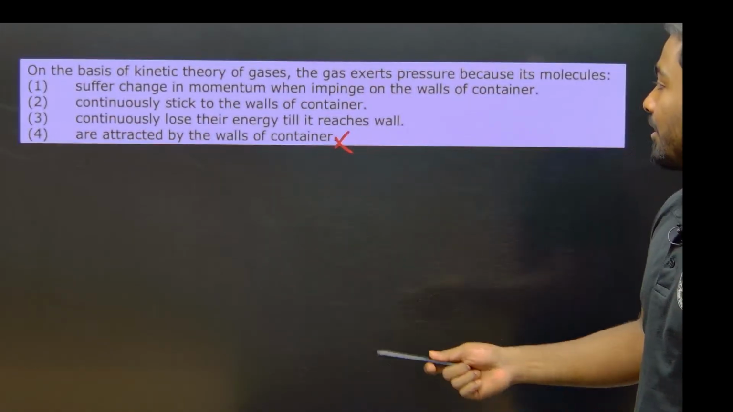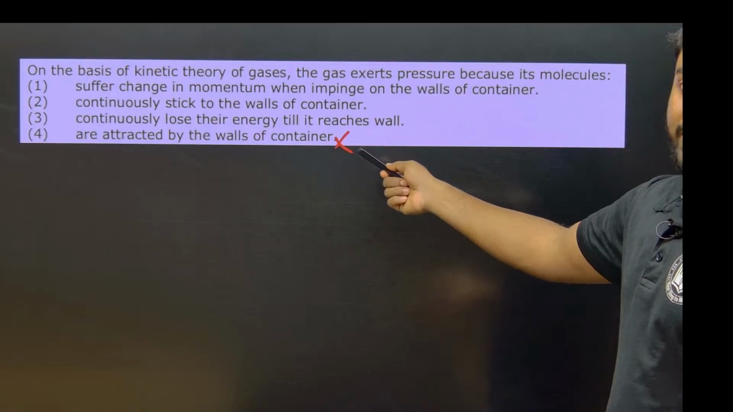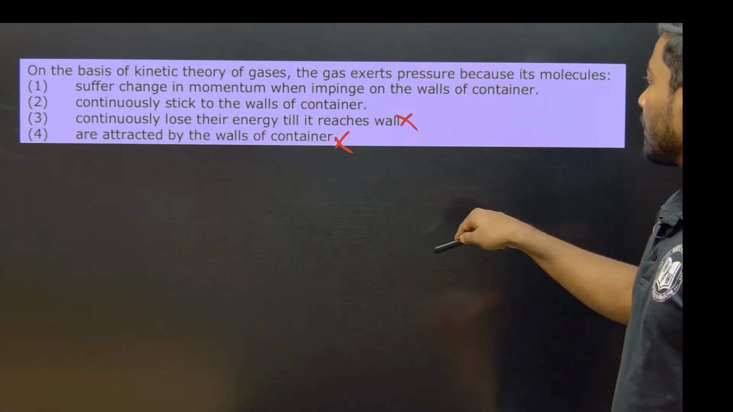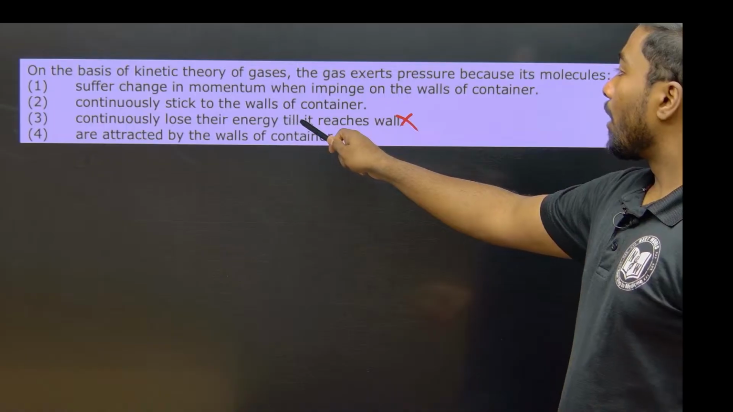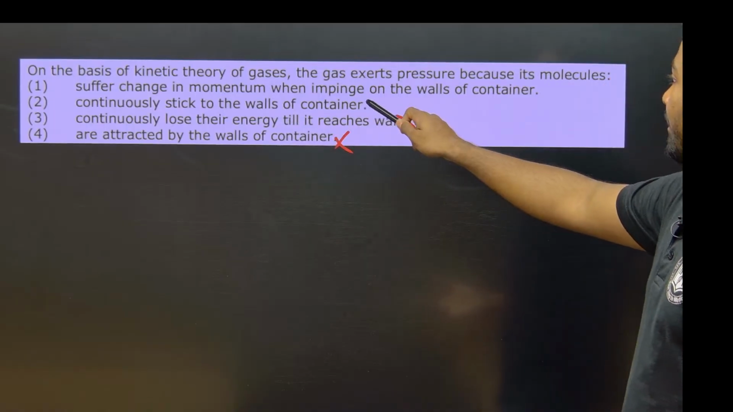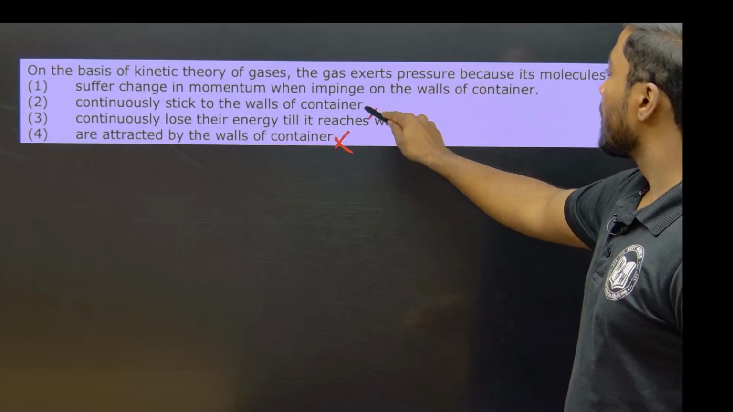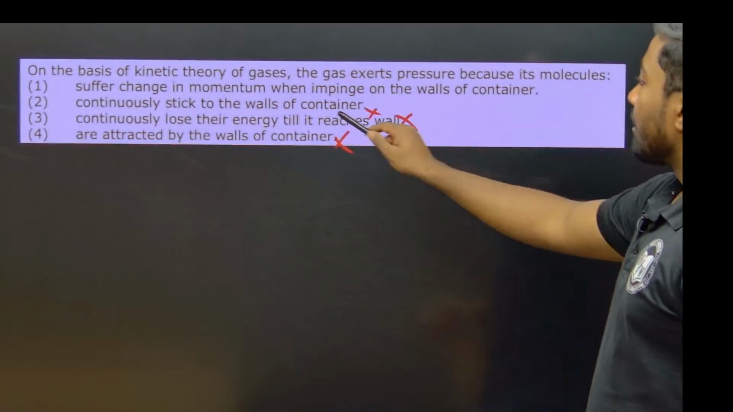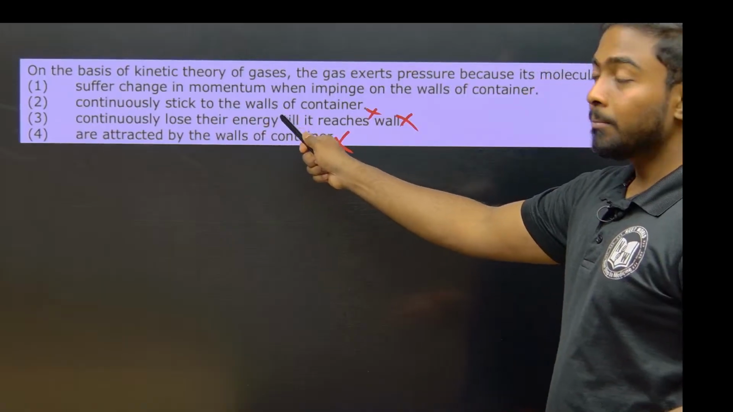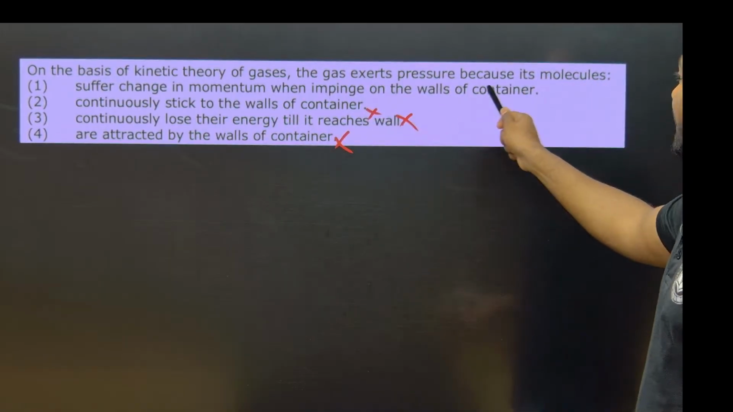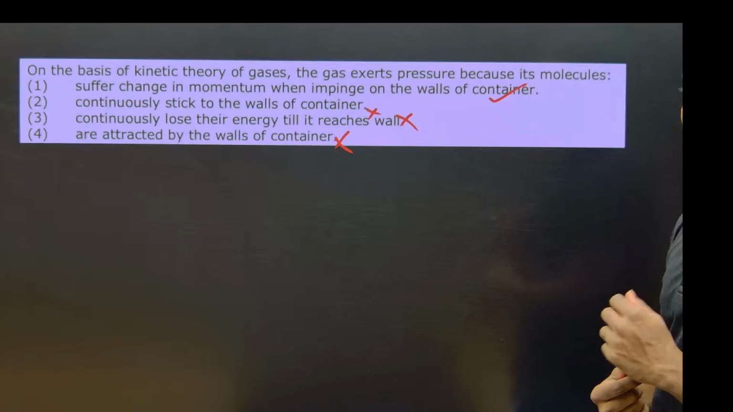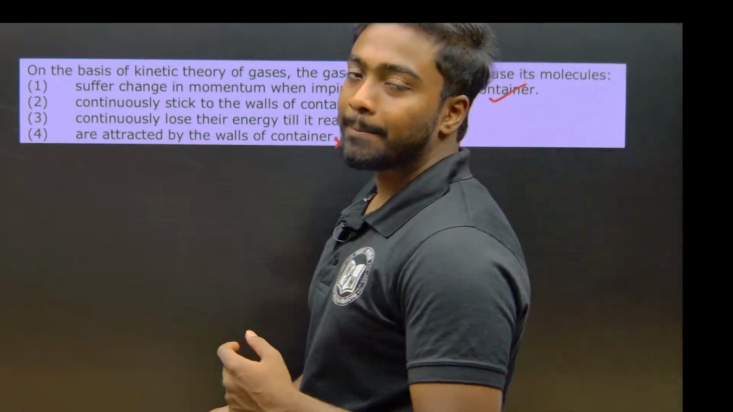Continuously loses their energy till it reaches the wall, no. Continuously stick to the wall of the container, no. In kinetic theory of gases, the gas exerts pressure because of its molecules. So option 1, yes, suffers change in momentum when impinging on the wall of the container. So change in momentum only happens there, right?